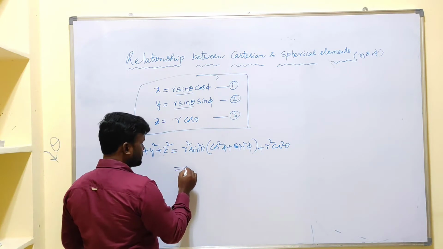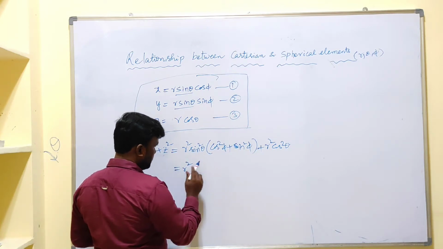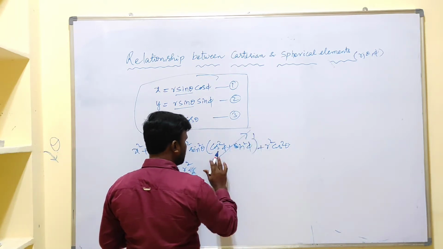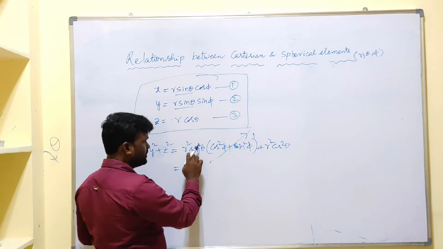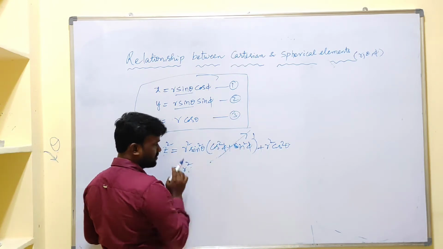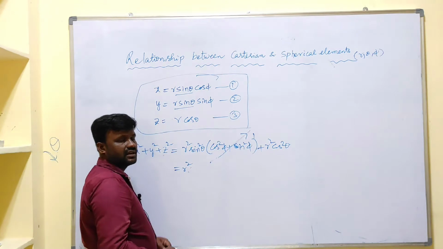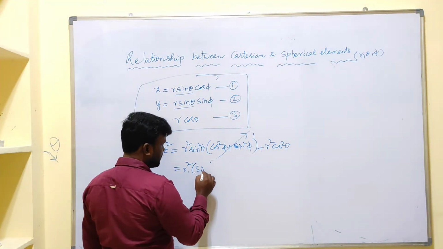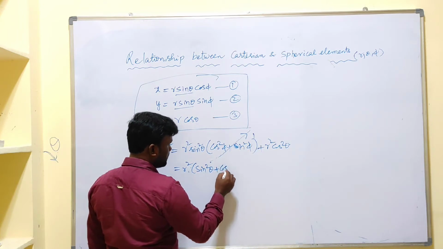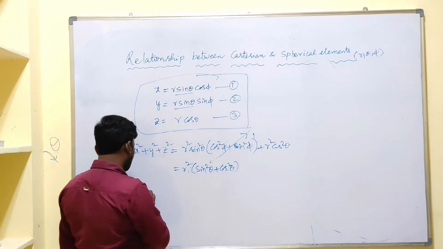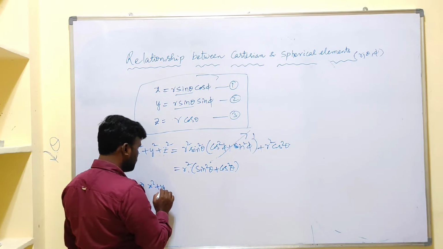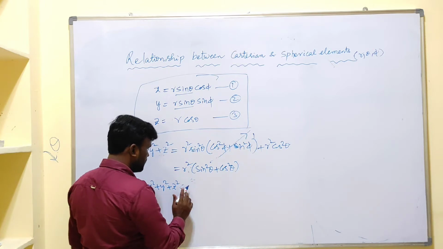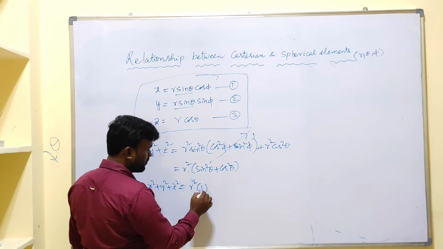Now here we can take r square as common. Then r square sin square theta. Basically this one, cos square phi plus sin square phi, is equivalent to 1. Here what you have? This is r square sin square theta into 1, that is r square sin square theta. Here you have r square cos square theta. Means again we can take r square as common. That gives sin square theta plus cos square theta. So then it implies x square plus y square plus z square is equal to r square, and it is equivalent to 1.